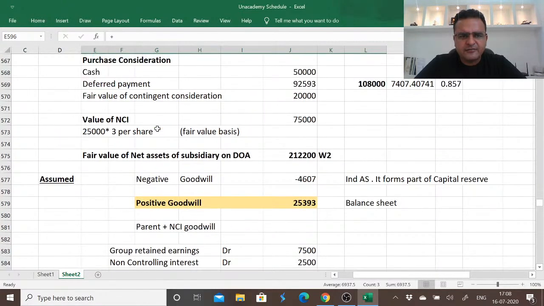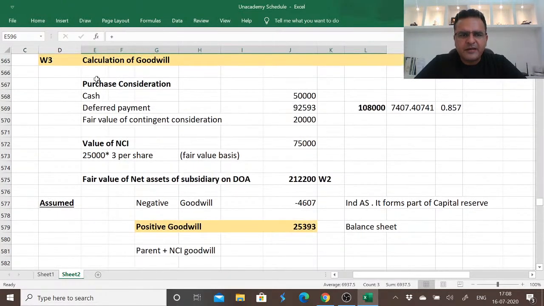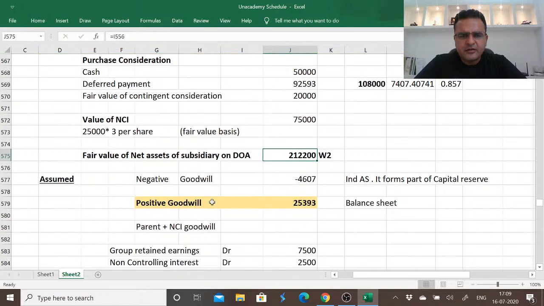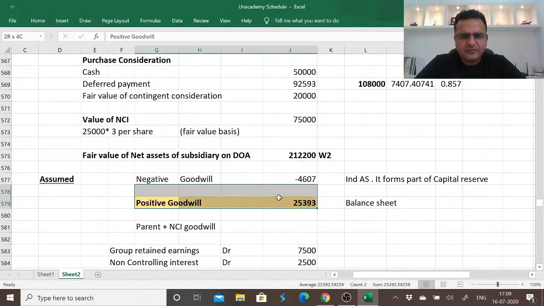Now when we compare it in working note number 3, we paid 2,37,000, and net assets on that particular day was 2,12,200. If any difference is positive, it is goodwill. If there is negative goodwill, in case of Ind AS it forms part of capital reserve, but if there is positive goodwill, it forms part of the balance sheet.